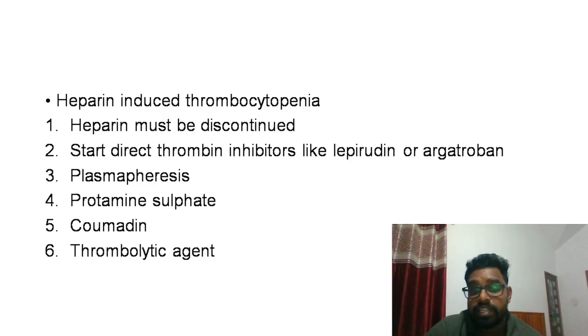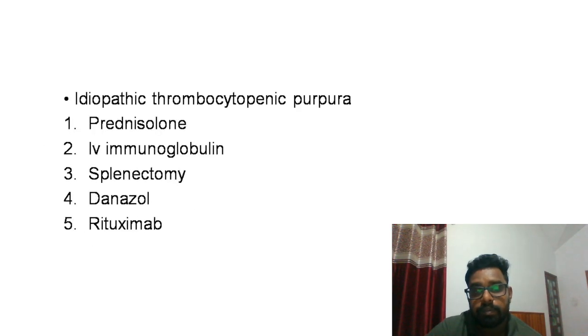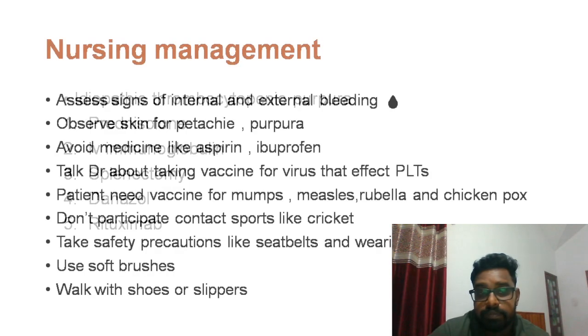Protamine sulfate, coumadin, and the antidote of heparin. Protamine sulfate is the antidote of heparin, so it is one of the treatment management methods. Coumadin, vitamin K, then thrombolytic agents. Then idiopathic thrombocytopenic purpura: prednisolone, IV immunoglobulin, splenectomy, danazol, and rituximab, which is a chemotherapy.